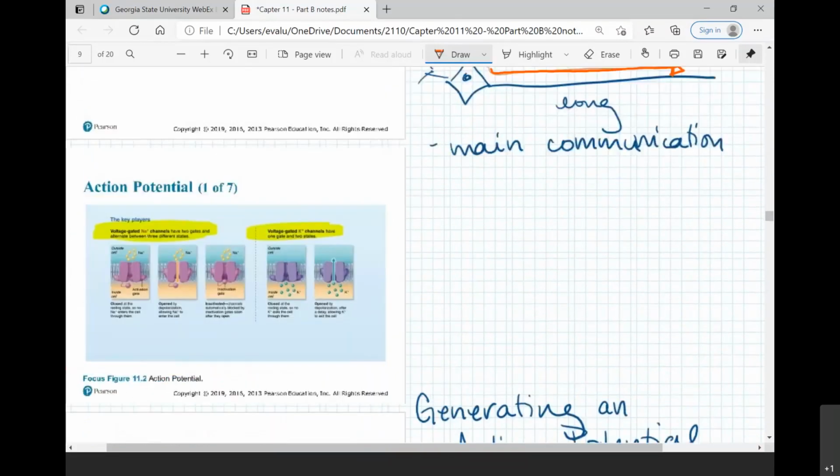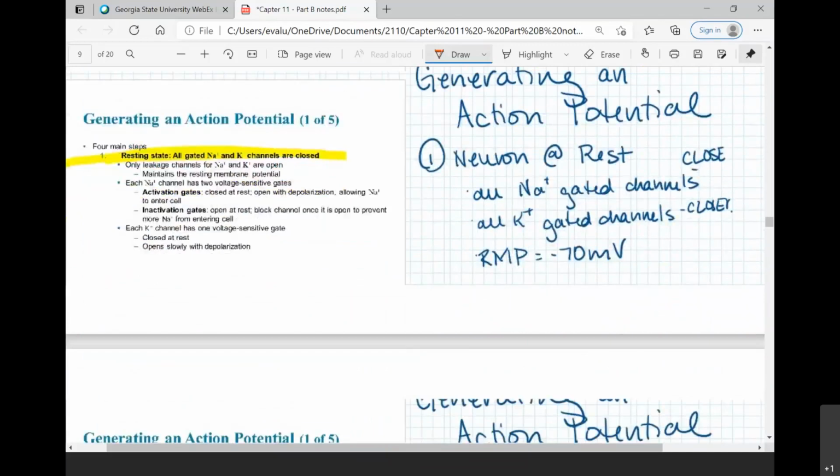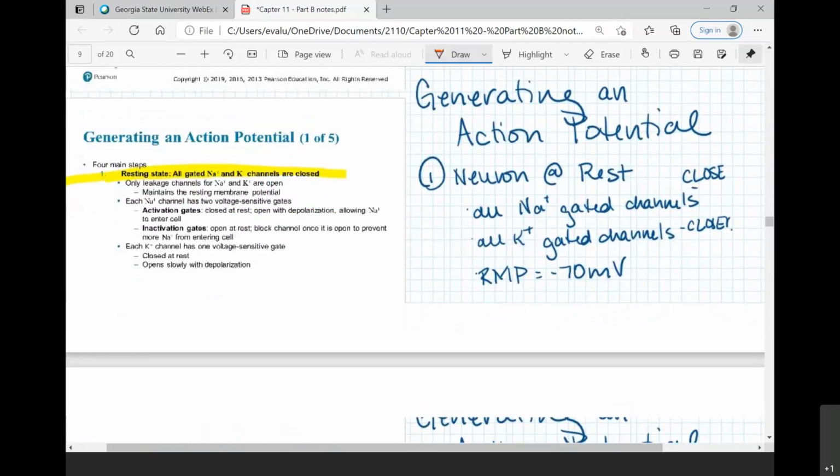So like we said, two key players: sodium channels and potassium channels. Sodium channels are going to have gates, potassium channels are going to have gates, and they're both going to open in response to what is going on in that membrane potential. So when you generate an action potential, multiple things are actually happening. The first thing is that the neuron is doing nothing. First step, rest. Nothing is happening. When you are at rest, your neuron is chilling, all gates are closed. Nothing's open, nothing's moving, nothing's happening.